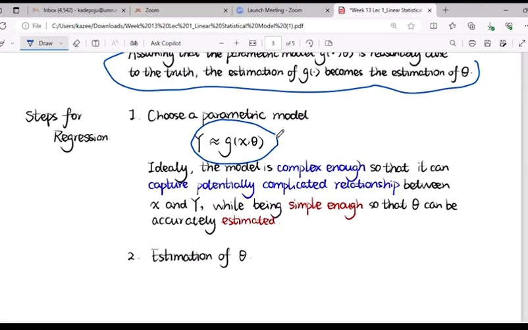Okay, those are the two main sources of error. You know what we want to do? We want to make sure we strike a balance between bias and variance.